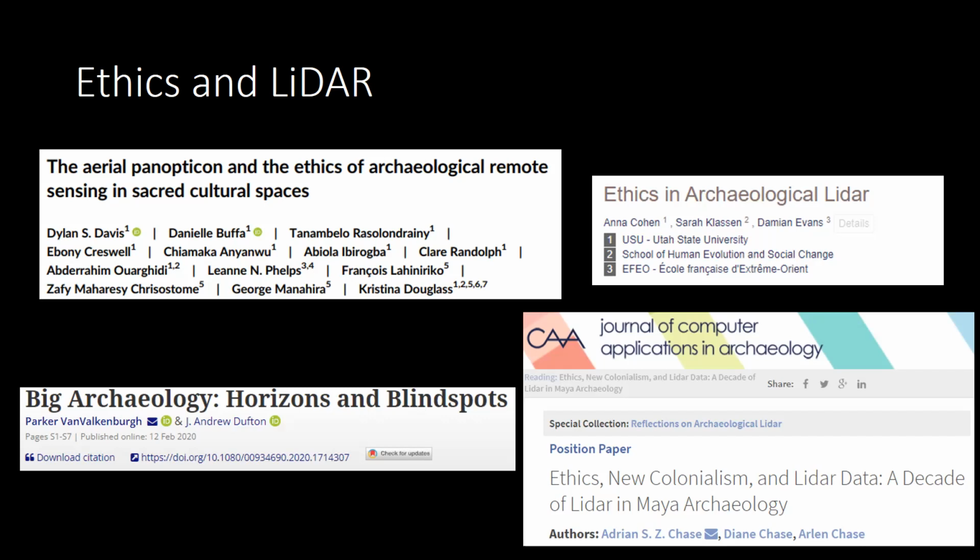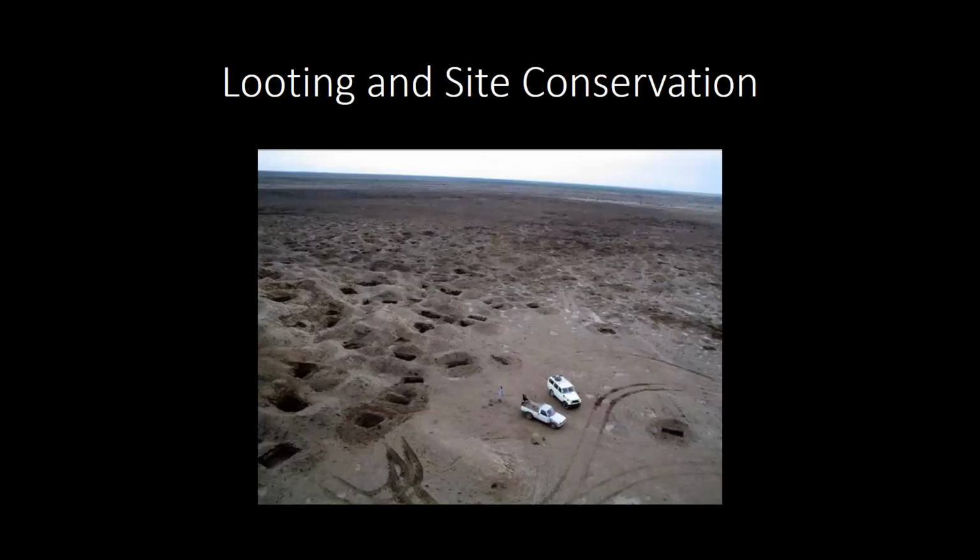The Canadian and Mexican governments also engage in a similar practice of data sharing. Yet many archaeologists have rightly countered that our work poses challenges to universal data access. As stewards of the archaeological record, many remote sensing specialists have been concerned with looting and site conservation.